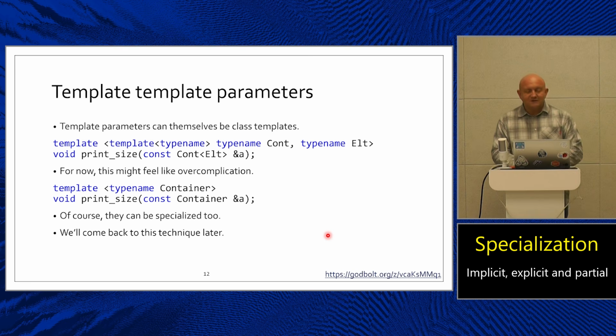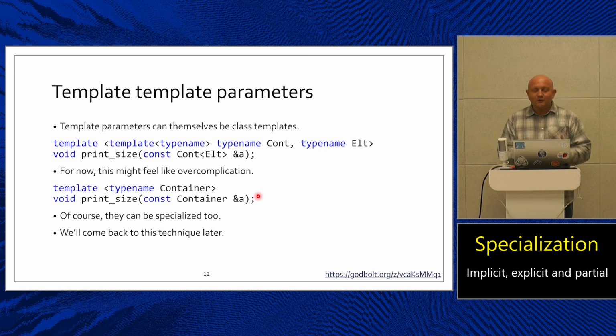Okay, and we also have template template parameters. This is when a template parameter is itself a class template. As you can see, this is a template, and it is a parameter of our print size function template. Inside the signature, we can even instantiate it with a type, like element type. And for now, this might seem like a complication. You might wonder why not just take some type container directly. And I can understand you. I also think this is some kind of overcomplication, but we will come back to this technique later.